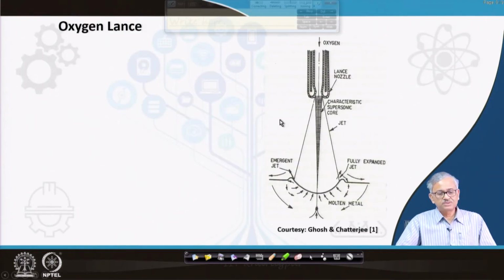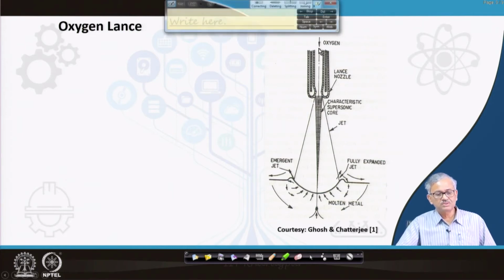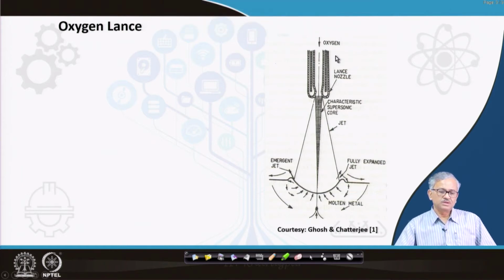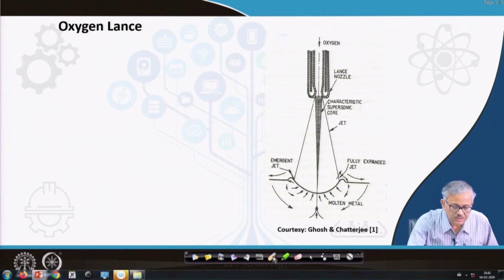Okay, now let us first discuss the oxygen lance. You can see this is the oxygen lance, and oxygen comes to this annular portion, and you can find here the cooling arrangement. You have water flow, one inlet and outlet, such that the nozzle remains cool. Another feature is that the nozzle is special. It is not a cylindrical nozzle. You can find there is a convergent section and there is a divergent section.